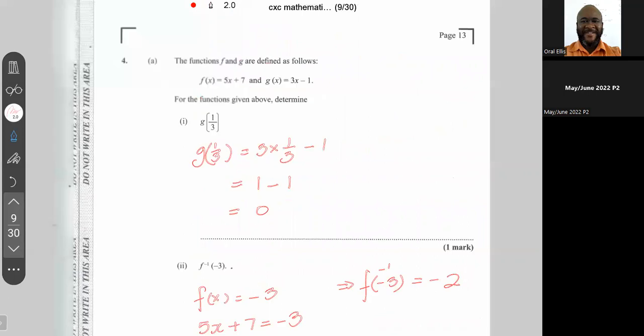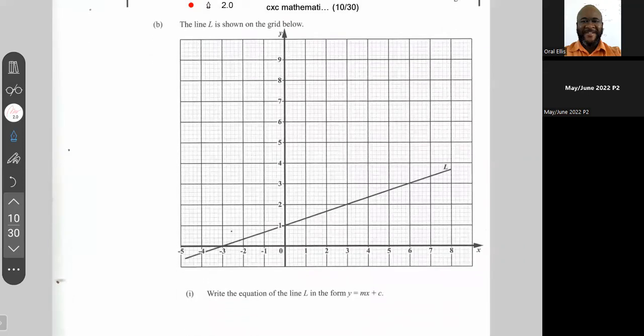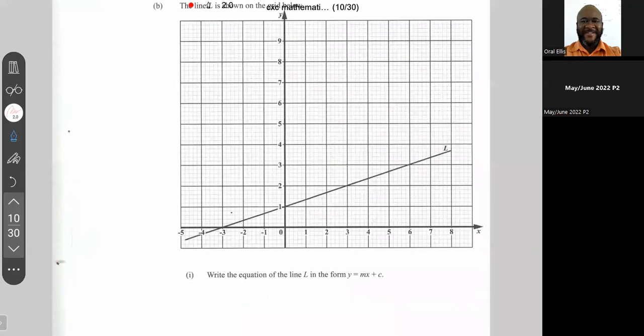Turning the page. B says the line L is shown on the grid below. So we have the line L. It cuts the y-axis at 1. Write the equation of the line L in the form mx plus c. Y is equal to mx plus c.